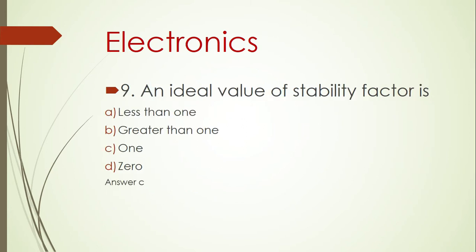An ideal value of stability factor is A, less than 1, B, greater than 1, C, 1, and D, 0. An ideal value of stability factor is 1.